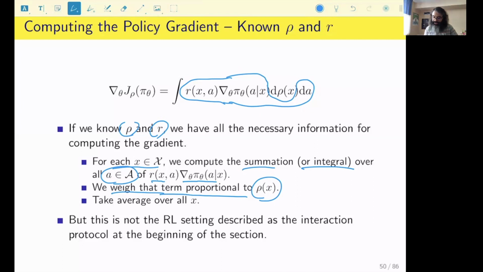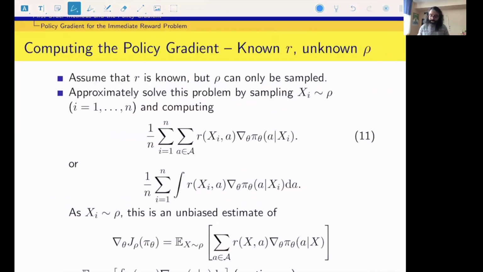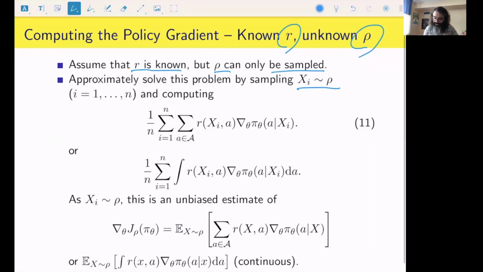But this is not the RL setting that I described, because this is not based on... basically, we don't know R and rho. So now relax it: we assume that R is known, but rho is not. So we assume R is known, but rho can only be sampled. So we have samples from rho. So we can approximately solve this problem by just sampling x_i's from rho, n samples, and then computing this summation.